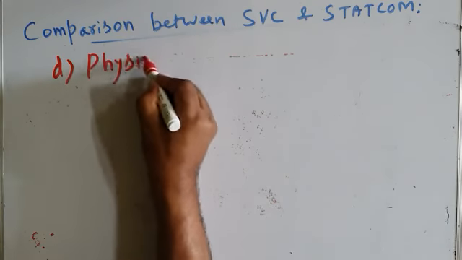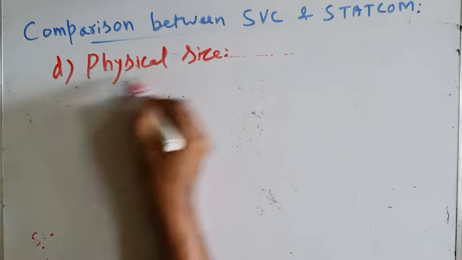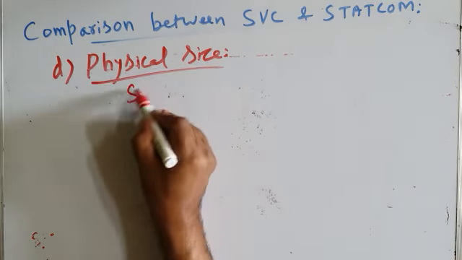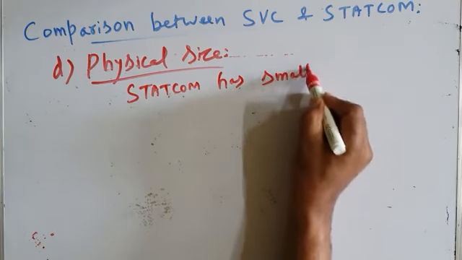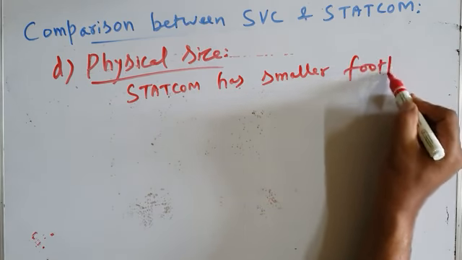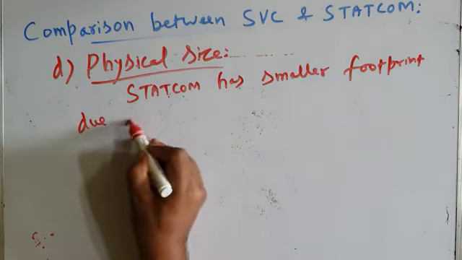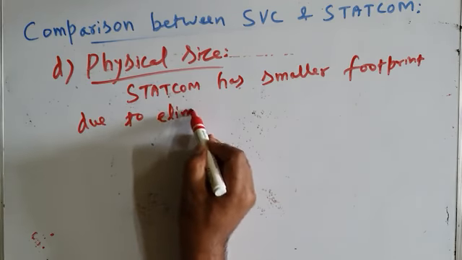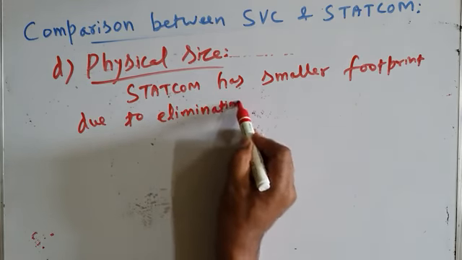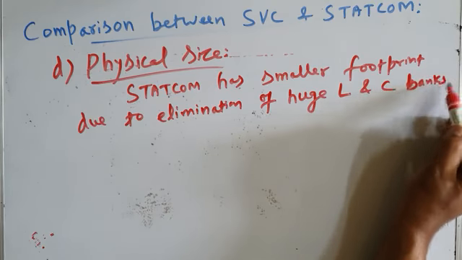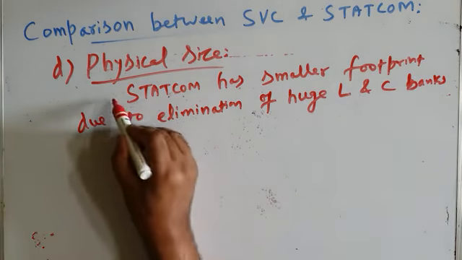Next point of comparison is physical size. See the size of STATCOM. STATCOM has a smaller footprint. Smaller footprint means it is smaller in size. Why? Due to elimination of huge inductor and capacitor banks. It does not need large capacitor banks and large inductors, so its footprint is small.